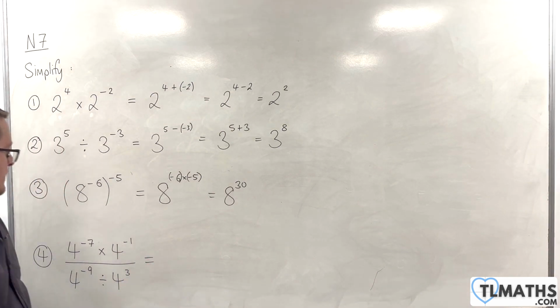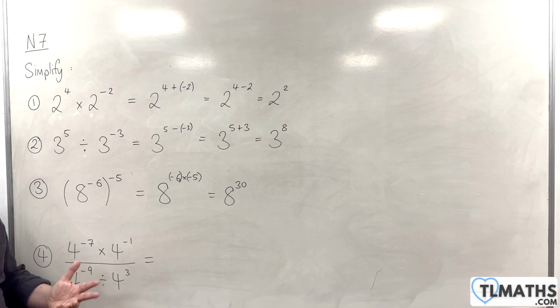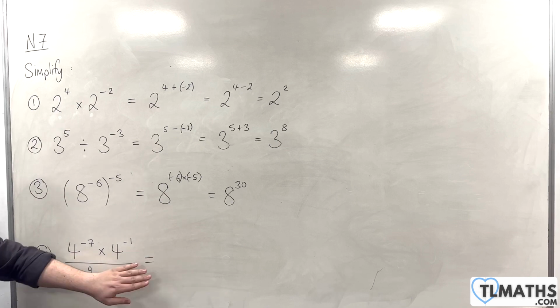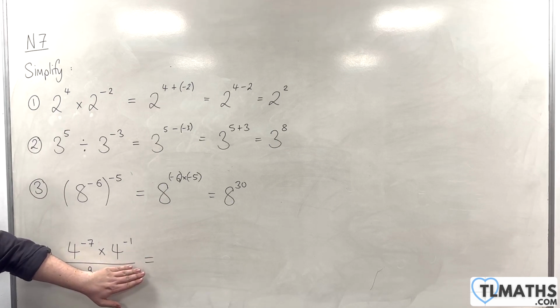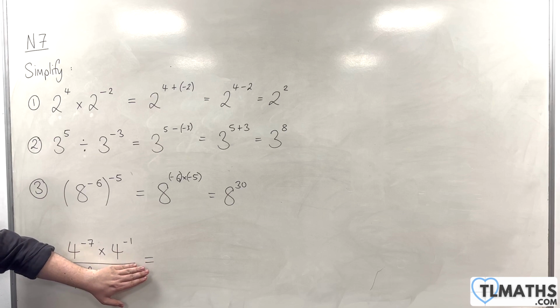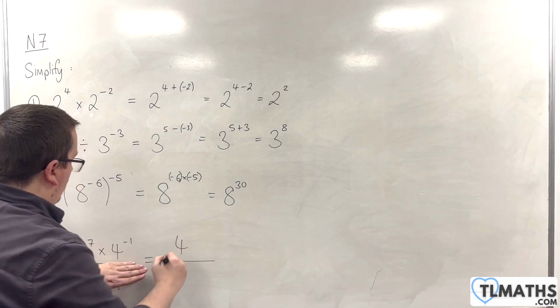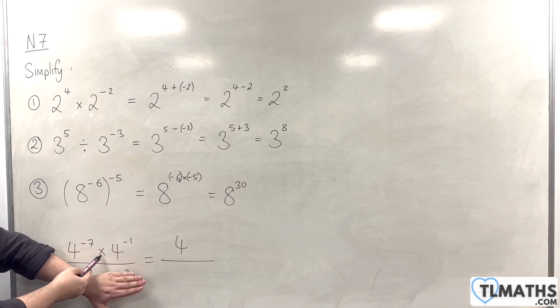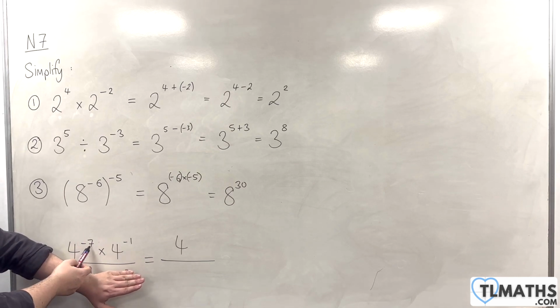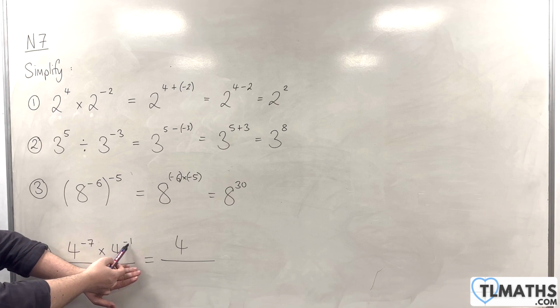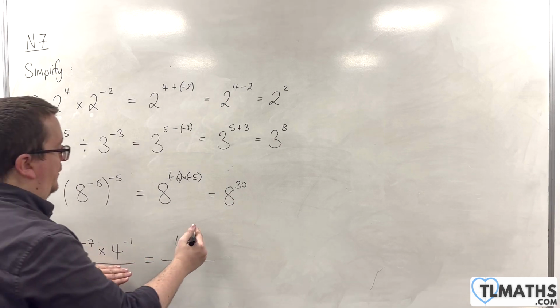Number 4 looks quite nasty. But again, if you've watched the other videos, watched the other examples, take it step by step. Let's just focus on the numerator first. 4 to the power of minus 7 times 4 to the power of minus 1. So because we're multiplying, we're going to add the indices together. Minus 7 plus negative 1. Now that's the same thing as minus 7 take away 1, which is minus 8.